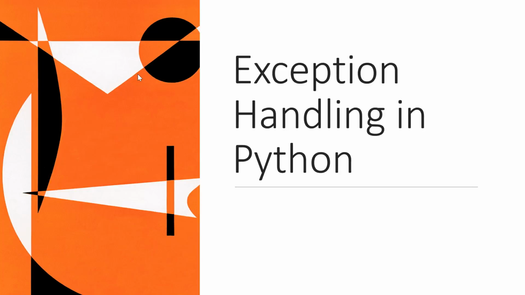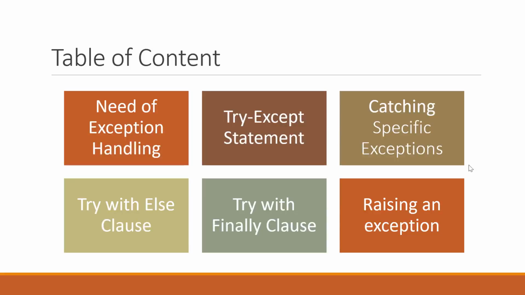In this video, we will understand exception handling in Python. We start by understanding the need for exception handling. Then we will discuss how we can implement exception handling using the try except statement. Then we will discuss various examples, like how we can catch a specific exception. Then we will discuss how we can use the else block with the try except statement. Then we will also discuss the use of the finally block. And in the last, we will discuss how we can raise an exception in Python.